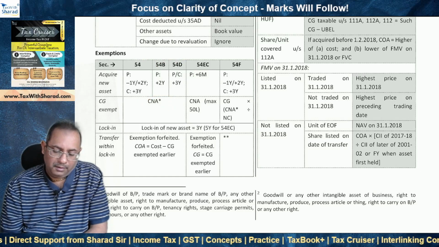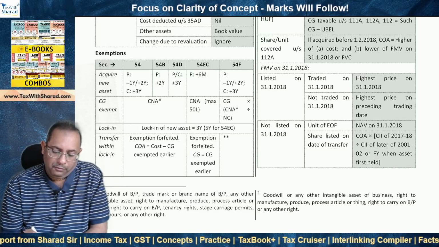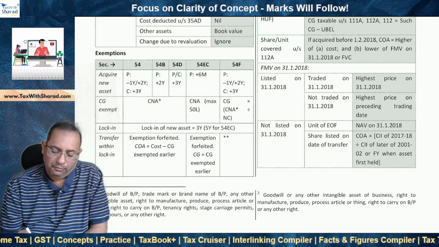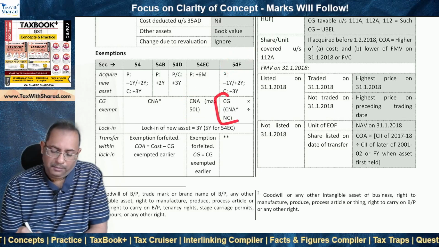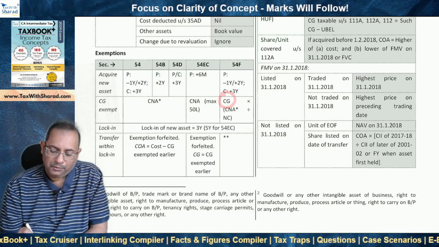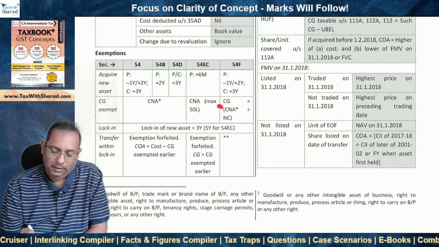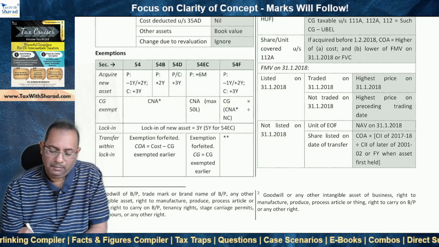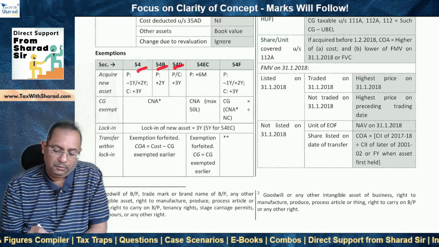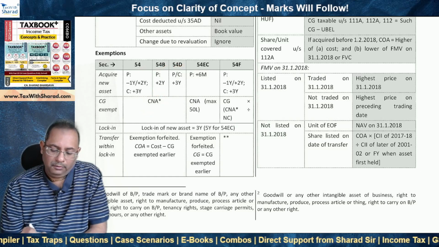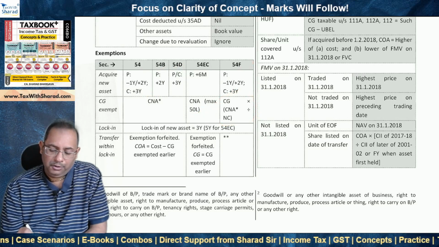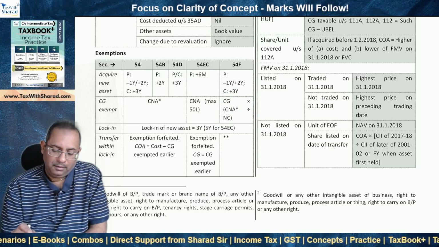Cost of new asset which is exempt. For 54EC, cost of new asset is exempt, but the maximum limit is 50 lakh. For 54F, there is a formula where you apply a ratio to the amount of capital gain. So basically it is capital gain multiplied by the ratio, and the ratio is cost of new asset divided by the net consideration. Okay, so 54, 54B, 54D, it is cost of new asset. 54EC, cost of new asset with a limit of 50 lakh, and 54F is this formula where you multiply capital gain by the ratio of cost of new asset divided by net consideration.